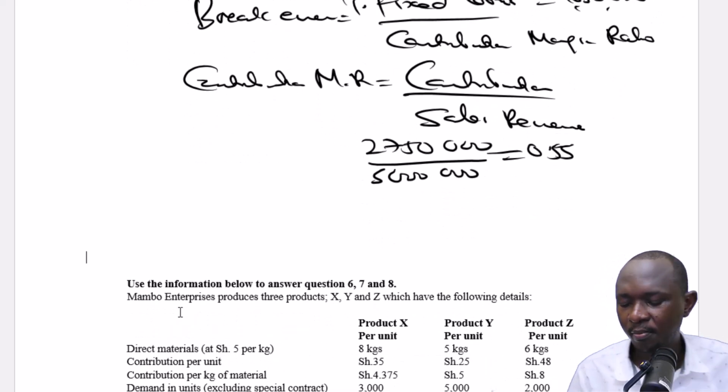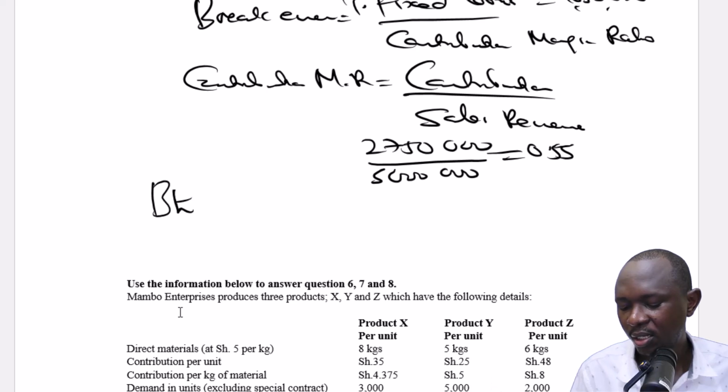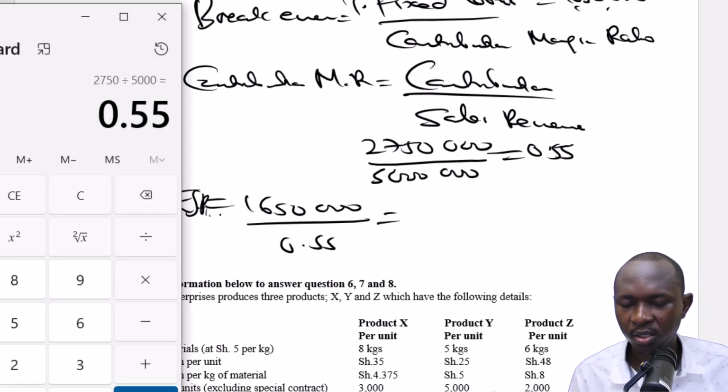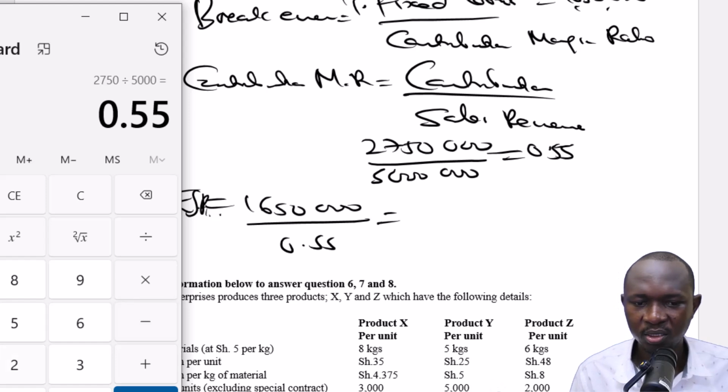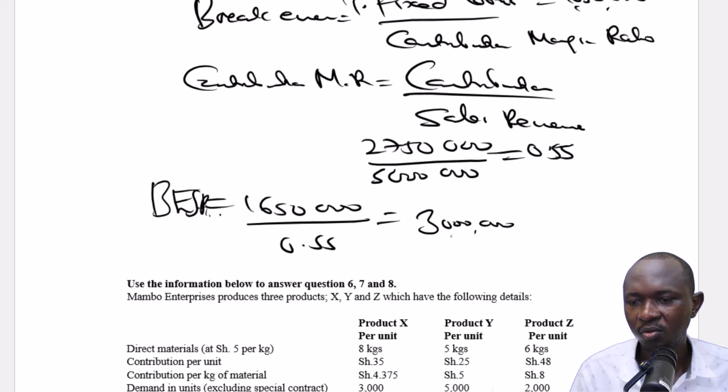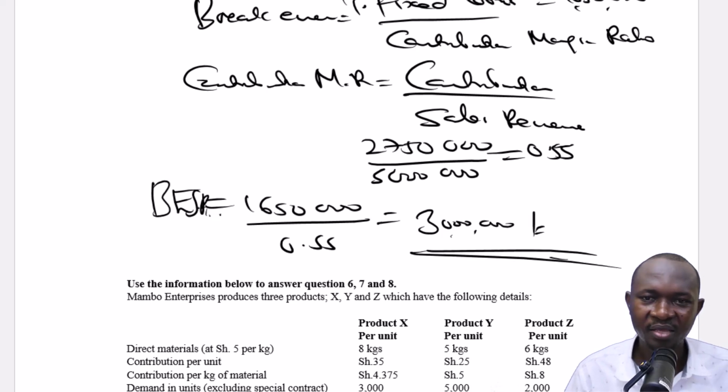So the next thing is to come back to the break-even formula, which you have on top there. Break-even sales revenue is equal to fixed cost, which is 1650, divided by 0.55. Whatever answer we get will be our break-even sales revenue. So let's see what you're going to get. This will be 1650, of course with the 3 zeros, divided by 0.55. That gives us 3 million, and this will be in shillings. So this will be our break-even sales revenue.